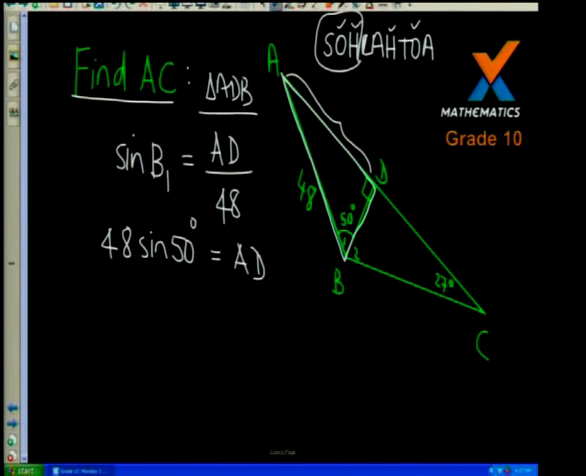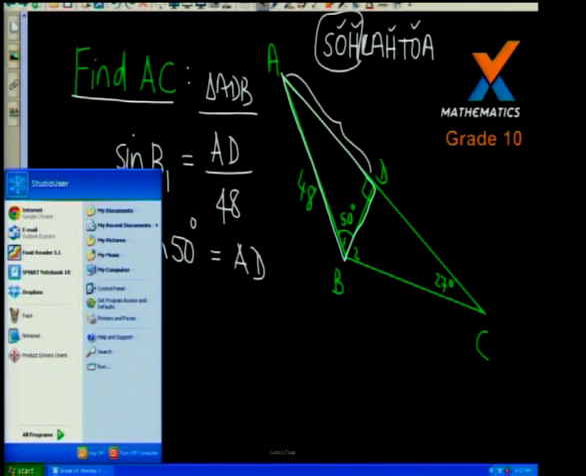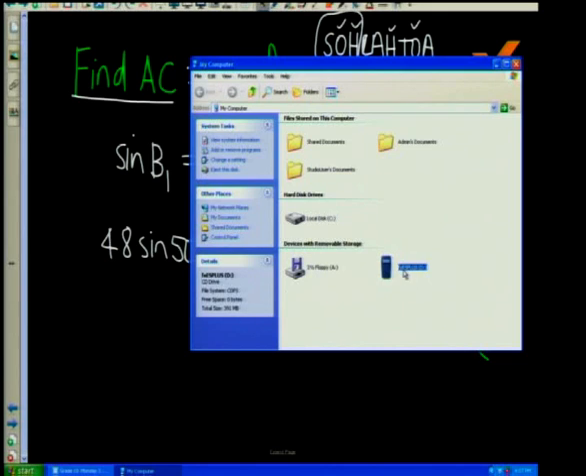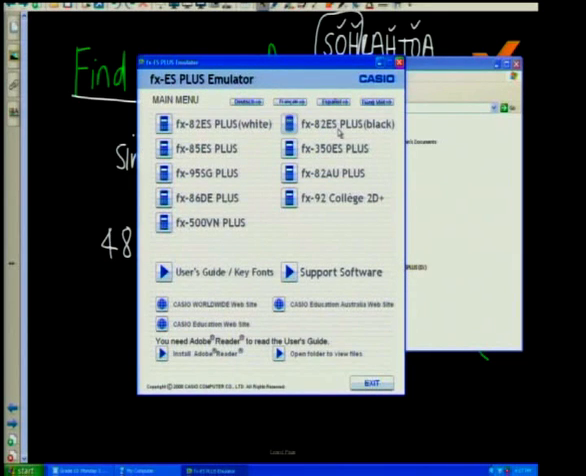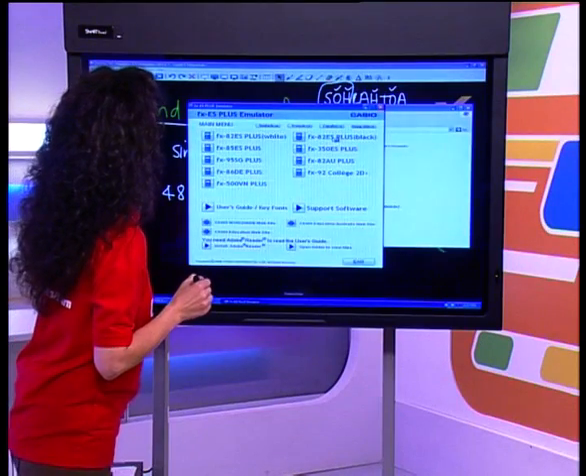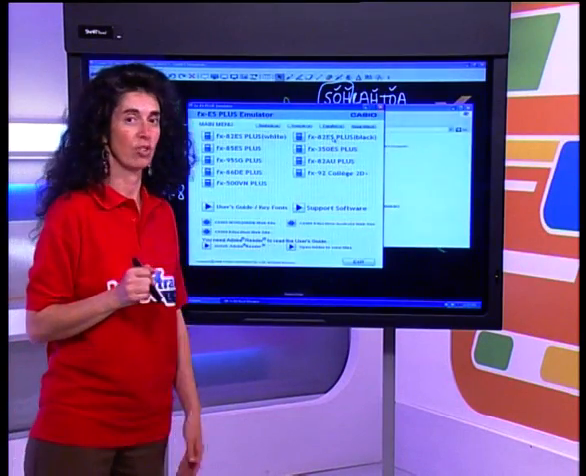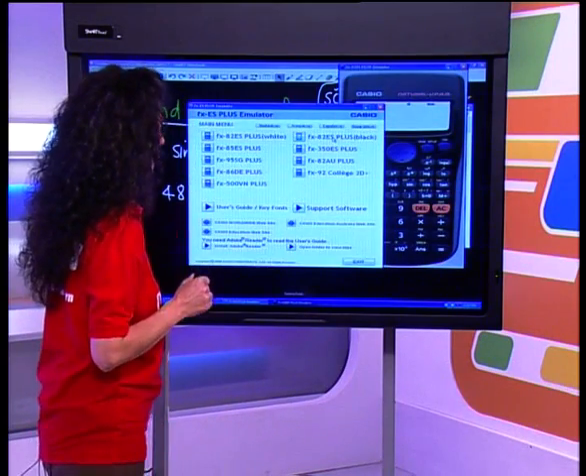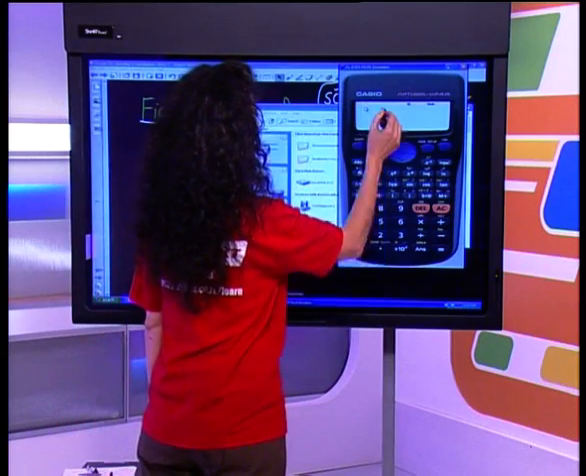And now we can use our calculator, which I haven't set up. So let's see if I can find my calculator quickly. There we go. And we want this one. Just waiting for our calculator to pop up. And while we're doing that, you can get your calculator out as well and just say 48 times sine 50. Okay, there your calculator is. There we go. Thank you.